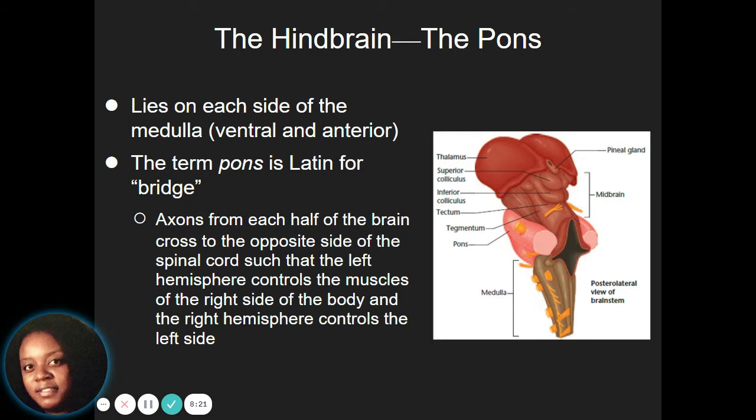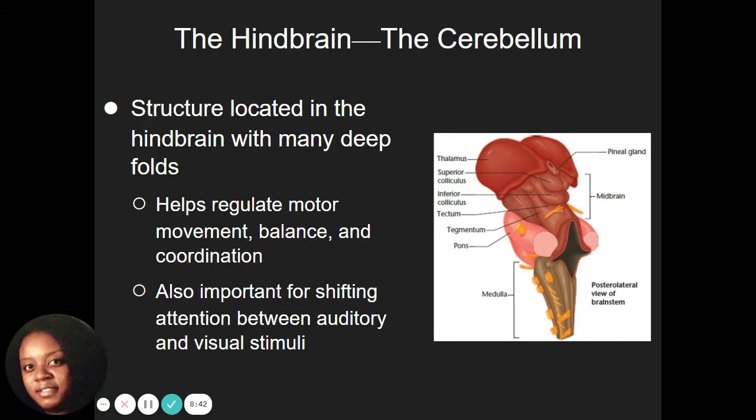Also located in the hindbrain are the pons, which are on both sides of the medulla. There's an axon for each half of the brain that crosses to the opposite side, and that's where the pons are located. It helps bridge those two parts of the brain.